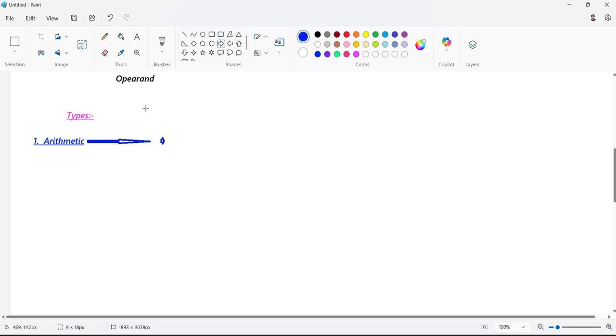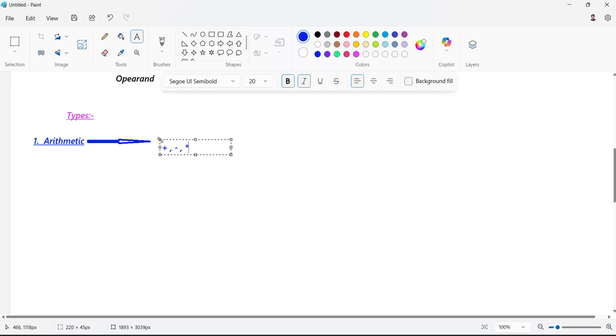addition, like plus, minus, multiplication, and division. These are the four operators that are used in arithmetic. Then the second operator, that is relational operator.